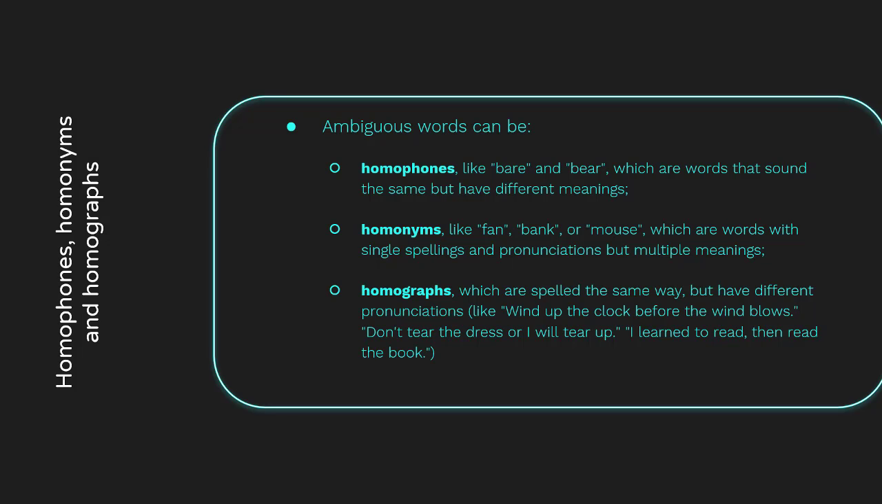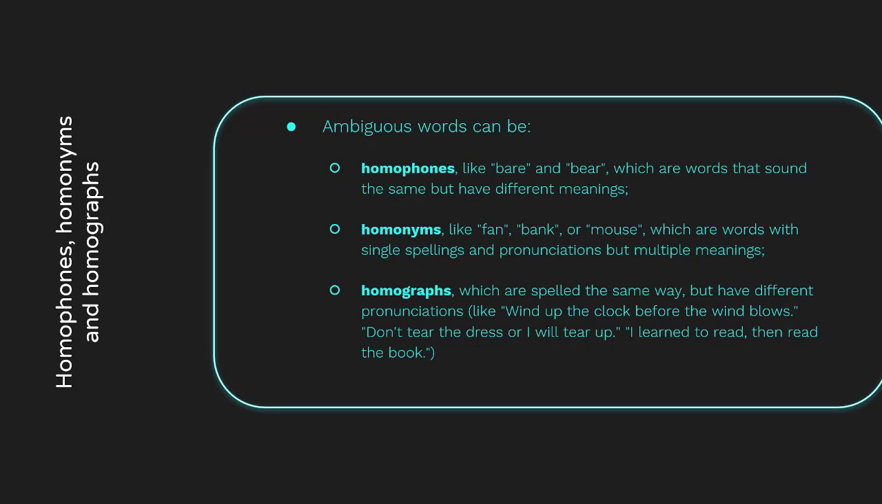Homonyms are words with the same spellings, the same pronunciation, but multiple meanings. So words like fan or bank or mouse. Now, some purists believe that a true homonym is where both meanings of the words have different word origins. But for the purposes of today, we're going to use it more loosely to refer to words with the same spelling and pronunciations, but multiple meanings.